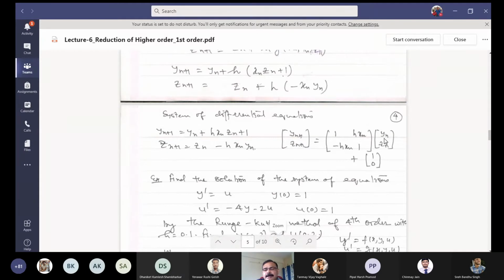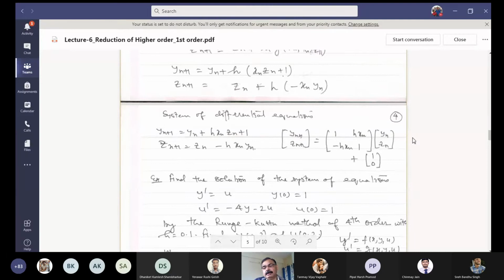So yn plus 1, zn plus 1 is written in matrix form, Ax equal to b type of thing. So the y and zn coefficients are there, plus the extra terms, constant terms. And then every time this portion you have to calculate, right? And then immediately you can write down the value. So I'm leaving it at this stage.